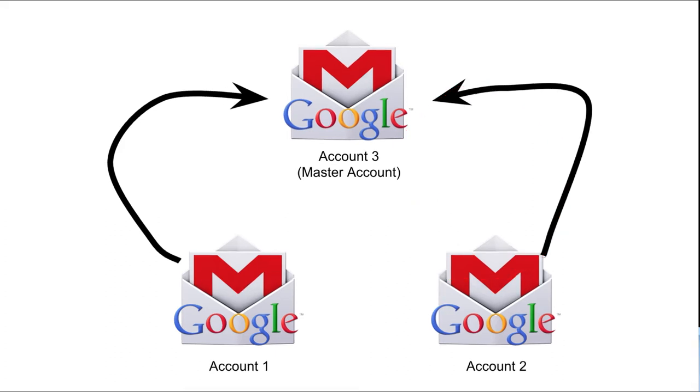Now let's take a look at how to forward your emails. Start by choosing the account that will be your master account, the account that you'll be checking. Now log into a Gmail account that you want to set to forward all emails to your master account. It doesn't matter if you're using the old or the new version of Gmail, the process will look exactly the same.